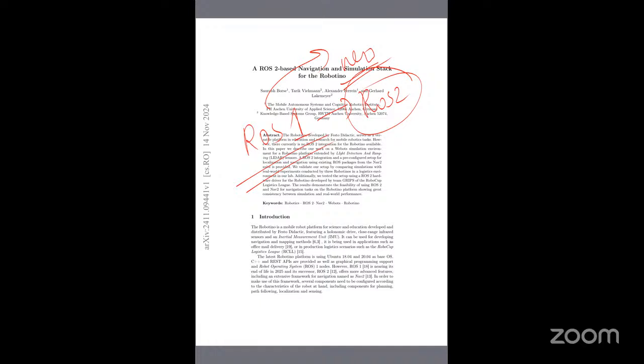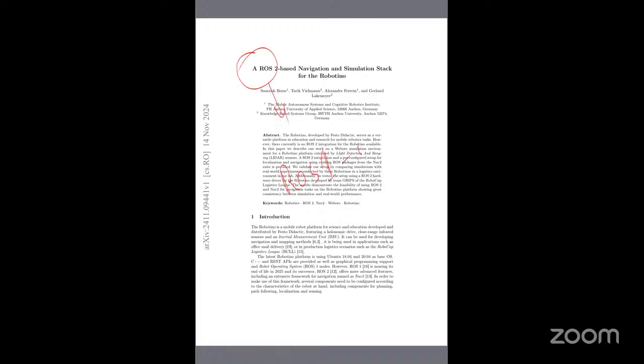Why is ROS2 better than ROS1? Fast communication, better security than ROS1, multi-robot support, DDS communication, better performance, real-time support, lifecycle nodes, multi-threading. So now ROS2 is the new technology and ROS1 is the old technology.